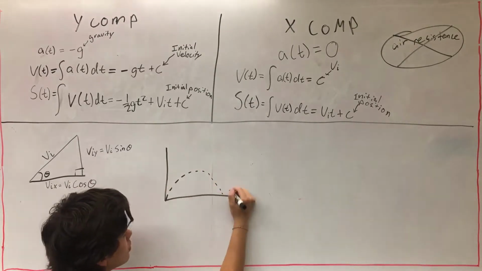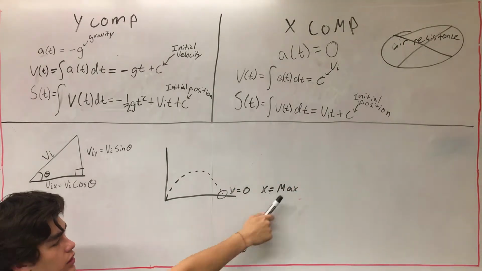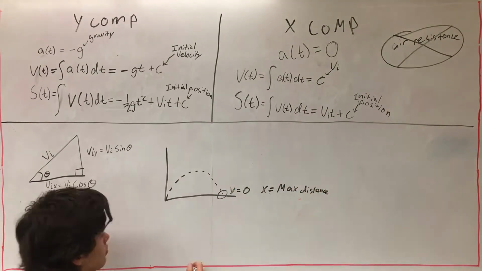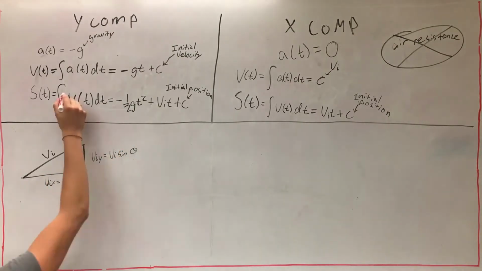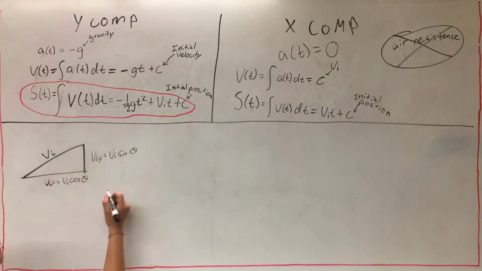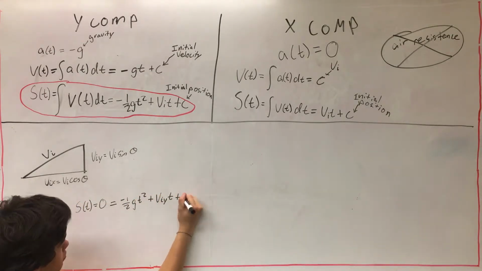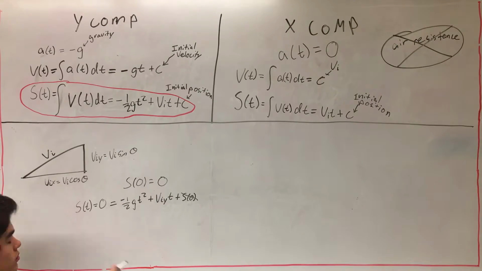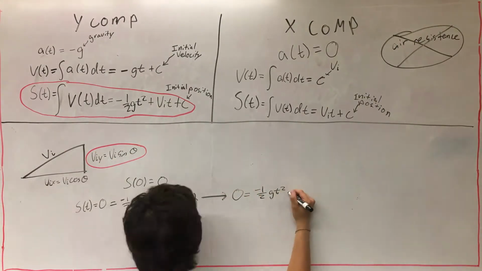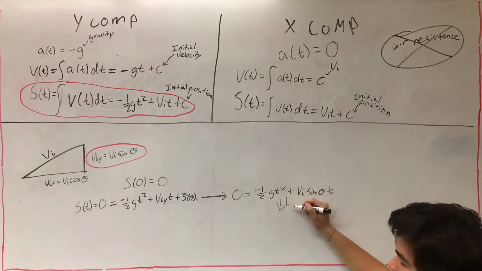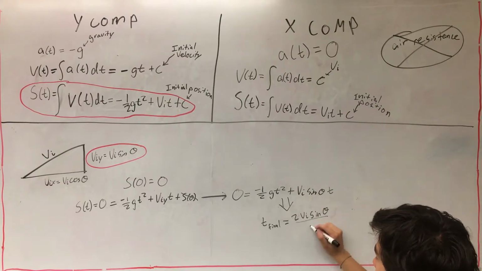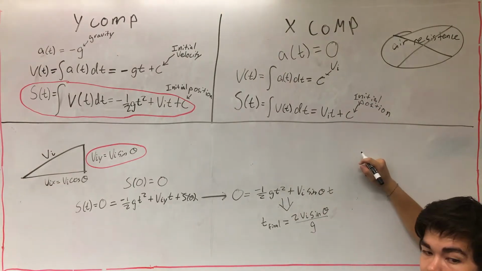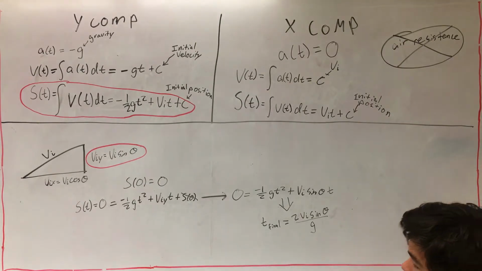We know that when the y position of the object is equal to 0, the maximum distance has been traveled by the object. From this point, we can take our original y position equation and set it to 0. We know that the initial y position is 0, so we can cancel out that part of the equation. We can also plug in the y initial velocity from our trigonometry calculations earlier. From this, we can solve for what time it will take for the object to reach the end of its path. We got velocity initial times 2 sine theta all over gravity for the time it will take.